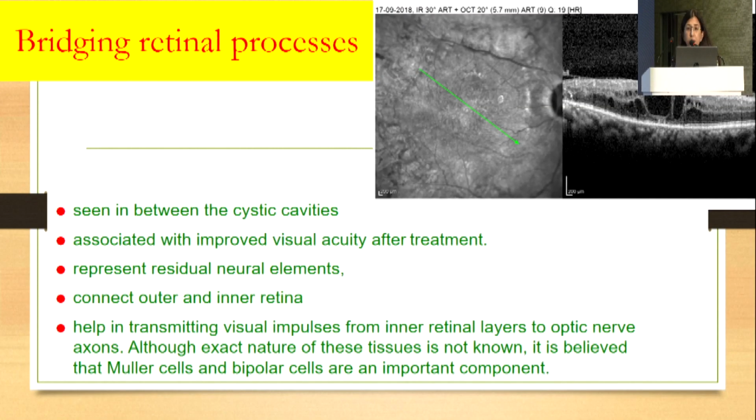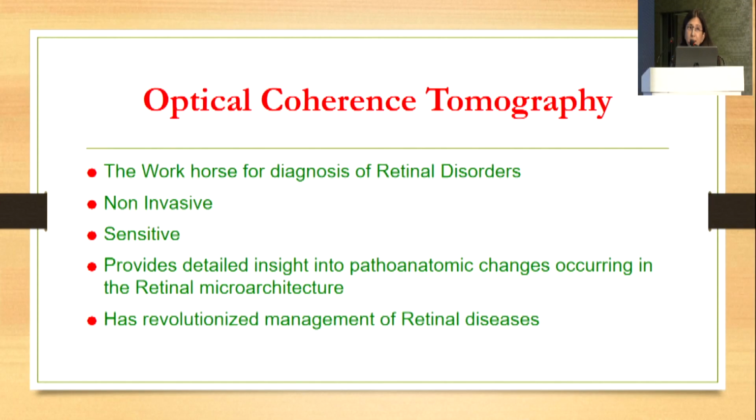One more, sometimes you may see these kind of bridging retinal processes, and these are actually residual neural elements connecting the inner and the outer retina, and they show improved visual acuity after treatment. So that's it. Just briefly, we have given some features of common retinal diseases.